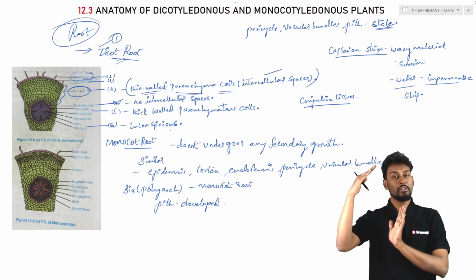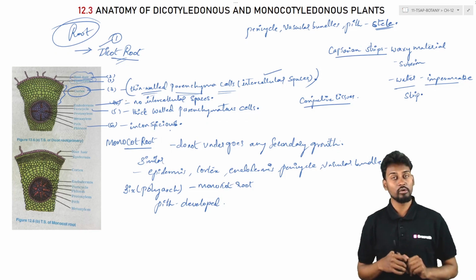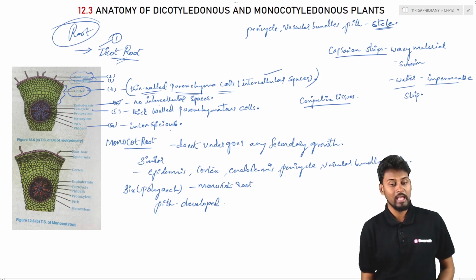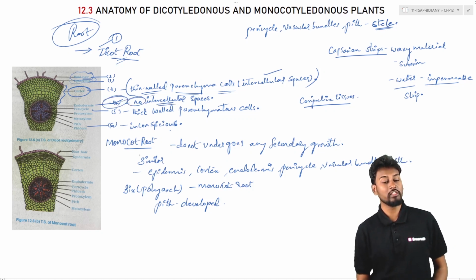So epidermis, cortex and endodermis are the three distinct layers which are generally observed in the root system of the dicots. The endodermis is the one which has no intercellular spaces. So here we have to remember that in the endodermis we can see a structure called the Casparian strips.